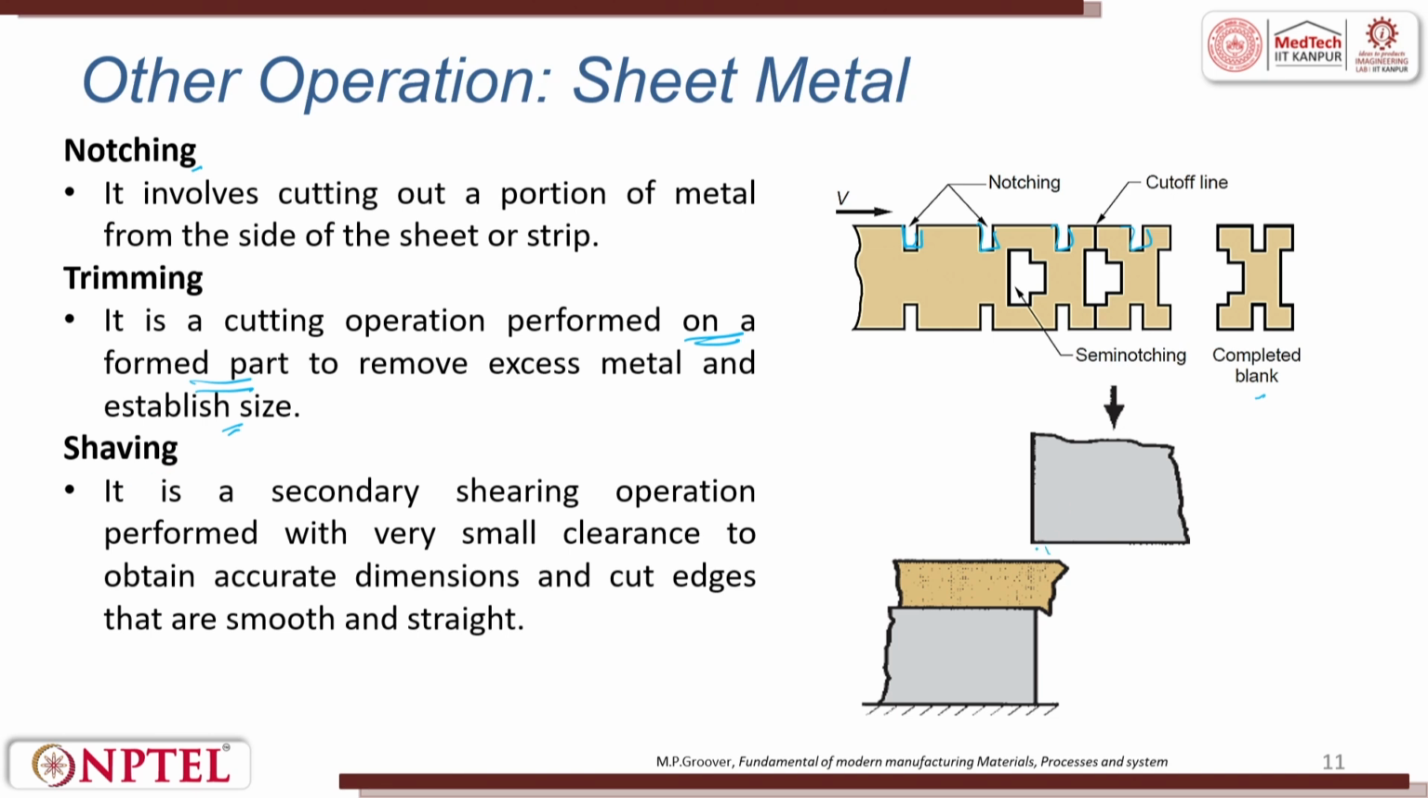Shaving operation. Shaving means a secondary shearing operation performed with a very small clearance to obtain accurate dimension, and the cutting edge is smooth and straight. We call that shaving, right. Shaving is removing the excess material a little bit. The secondary shearing operation performed with a very small clearance is the shaving operation.